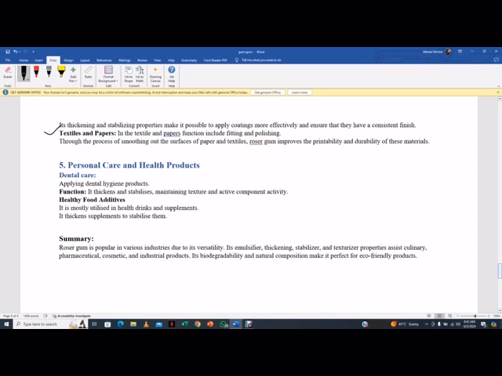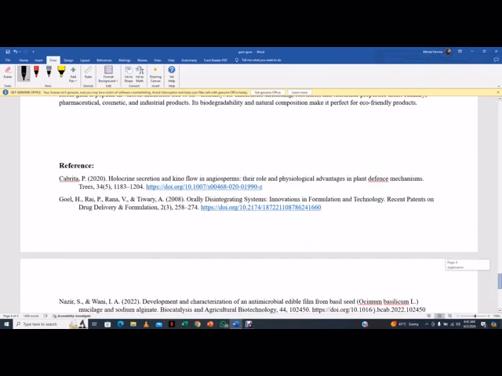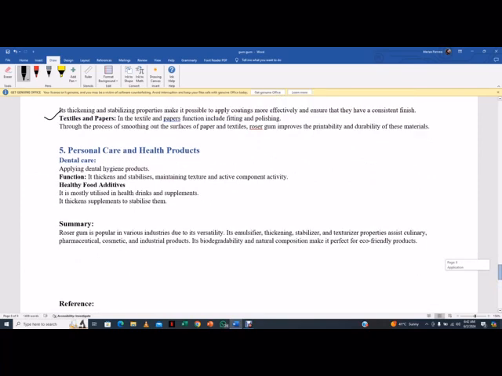In the end, thank you so much for your attention, and I'm going to share one more thing. Here are the references from which I took the material. These sources include studies of the chemical composition and application of the gum rosers, as well as the industries' practices for extraction and processing.